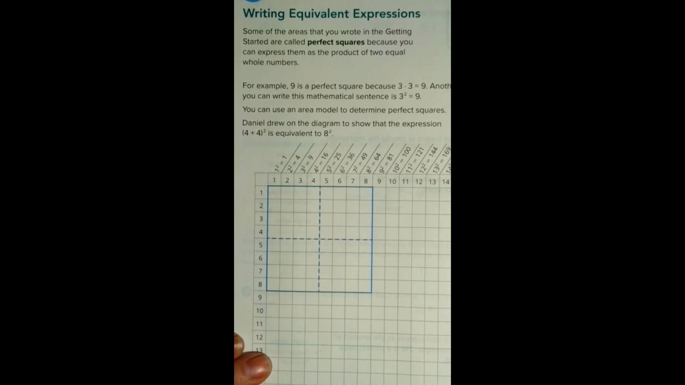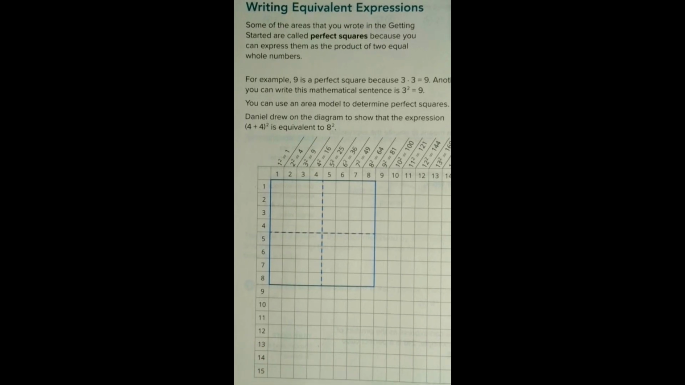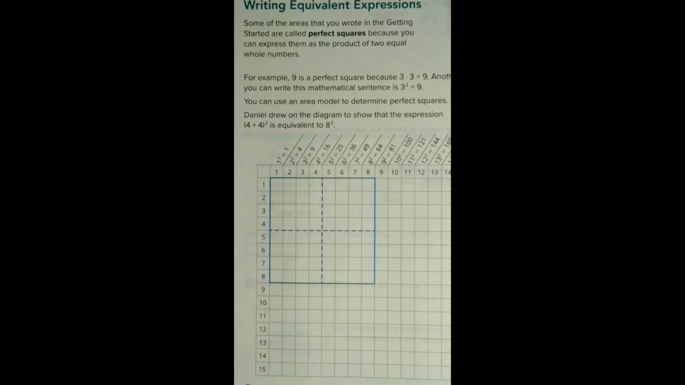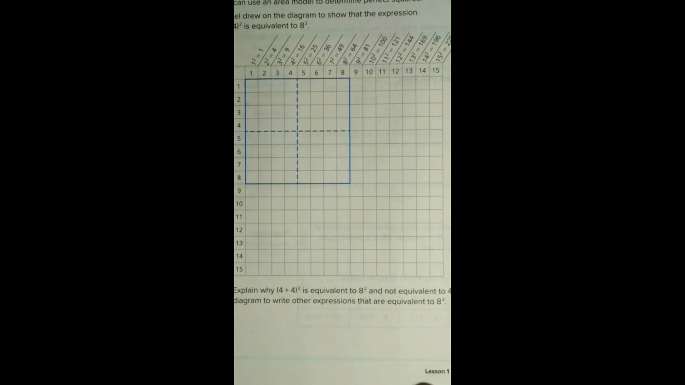Daniel drew on the diagram to show that the expression 4 plus 4, that quantity, squared, is equivalent to 8 squared. Okay, and there you can see his drawing of that and what he has done. So down here at the bottom then, it says, explain why the quantity of 4 plus 4 squared is equivalent to 8 squared and not equivalent to 4 squared plus 4 squared.